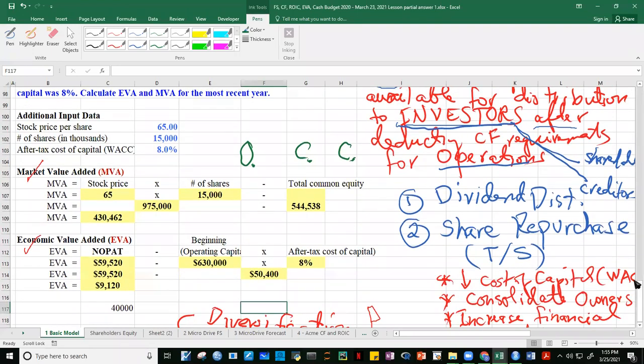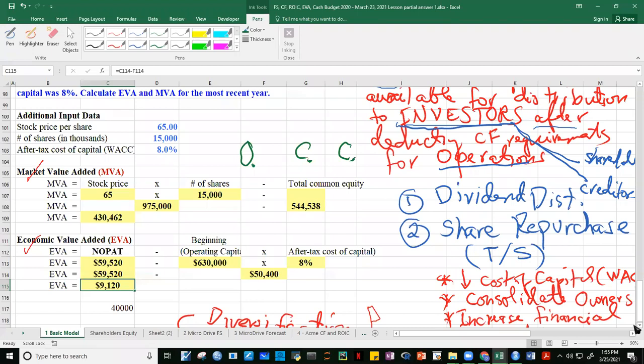Okay. Now, so what was our EVA? EVA was 9,120. So paano natin kinompute si EVA? We started with the NOPAT. Okay. Then we used the beginning capital and charge it by the after-tax cost of capital to get the charge on capital. Then ninet natin siya with NOPAT to get 9,120.